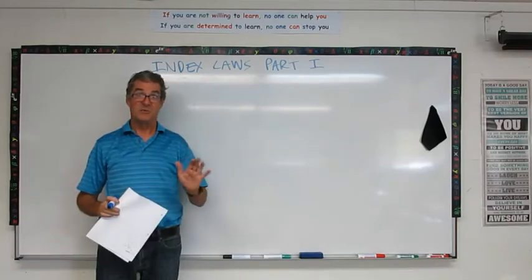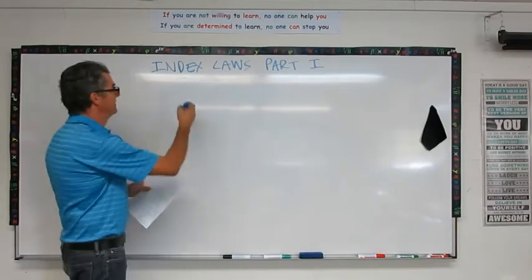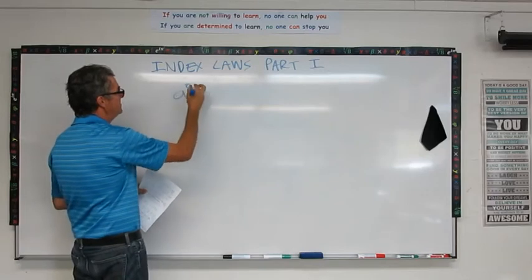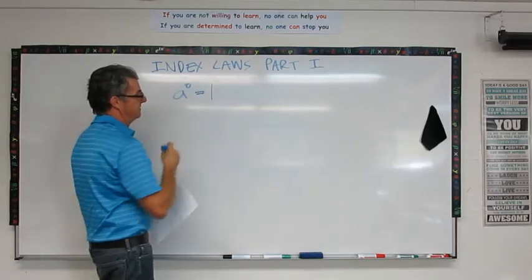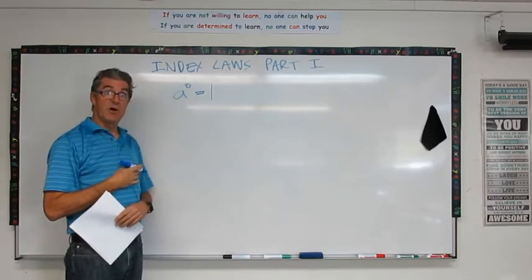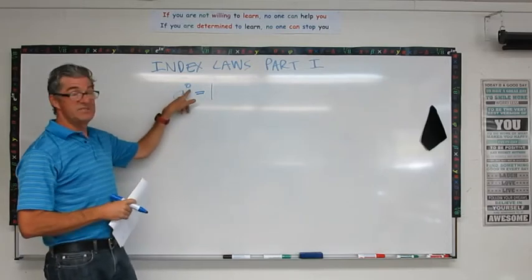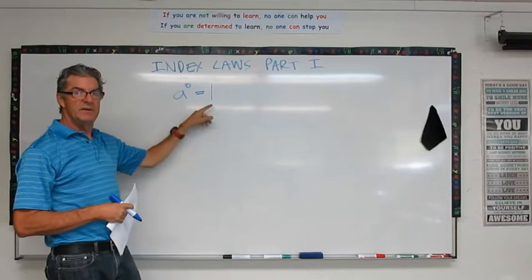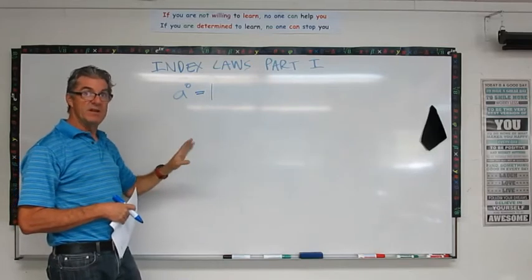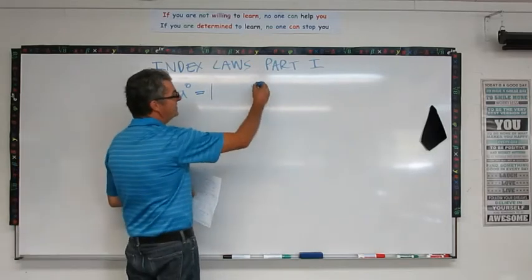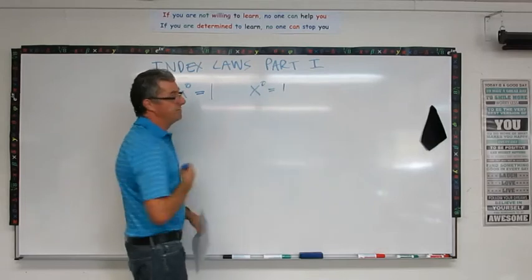One more rule. This one's kind of strange. a to the 0 equals 1. This is called the zero power rule or law. Anything to the 0 power is 1. It's kind of tricky, just have to remember it. So, if I write x to the 0, that's 1.